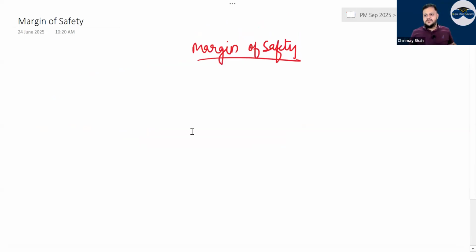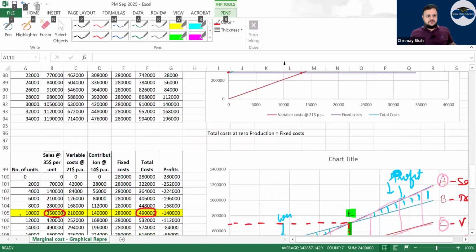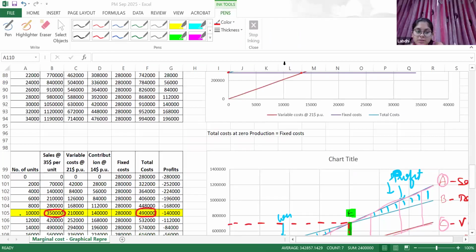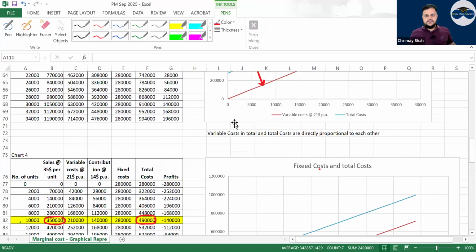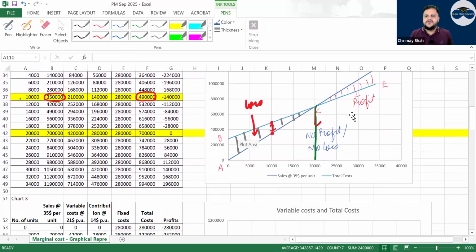What is margin of safety? Any idea? Now see, Excel sheet is visible to you. Tell me. Visible. Come to this part. आ जाओ जरा. देखो about 20,000 units. Whatever units are made where you are making profits, that is DCE area. Whatever you want to say is nothing but the profit area.